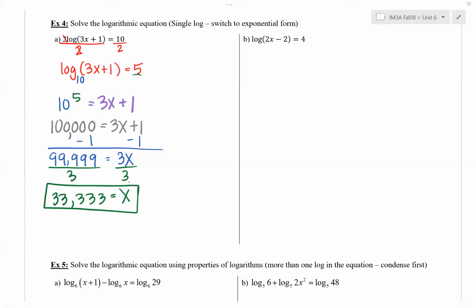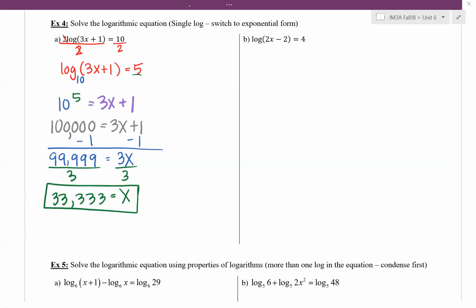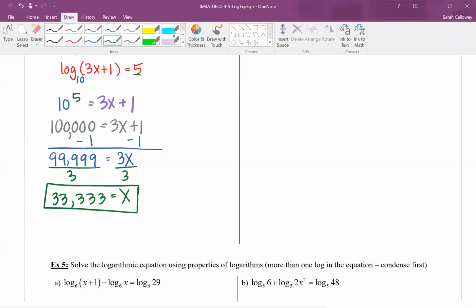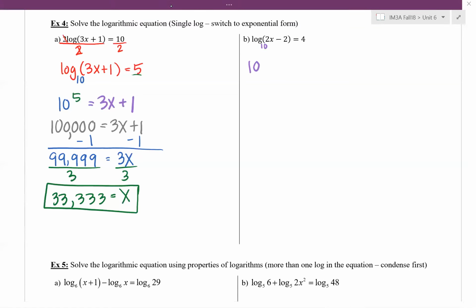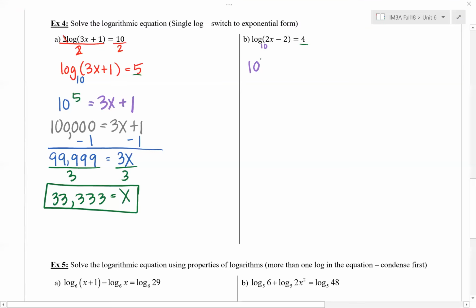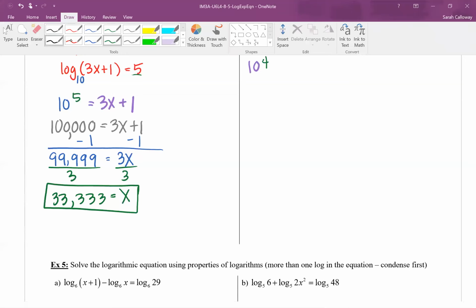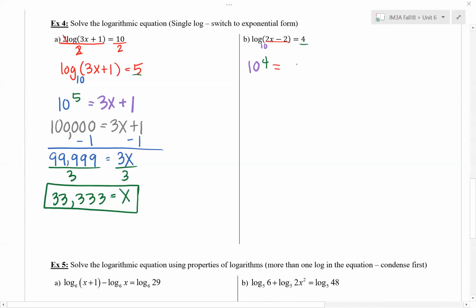Okay, so if we look at B, our log's already isolated. We don't have to divide by anything. So if we go ahead and switch it to exponential form, it's a common log again, so our base is 10. So we're doing 10 raised to the 4th power equals our 2x minus 2. So 10 to the 4th power equals 2x minus 2. So we can evaluate 10 to the 4th. That gives us 4 zeros behind our 1. So that's 10,000 equals 2x minus 2.